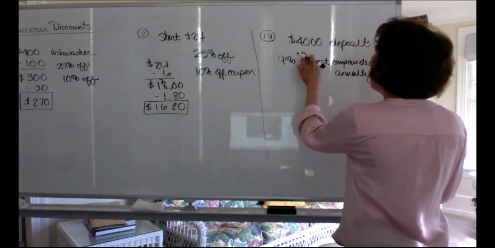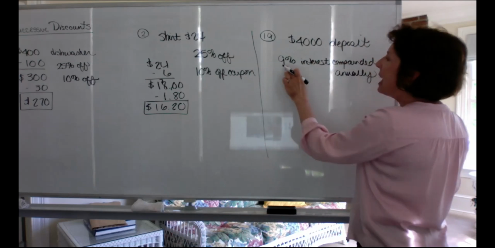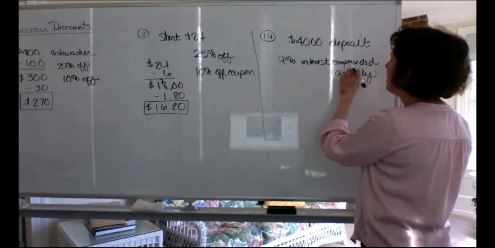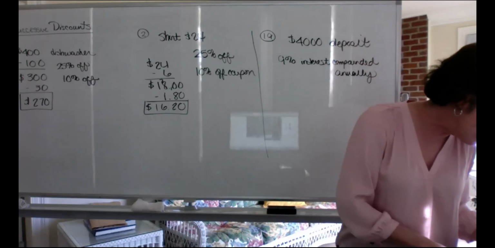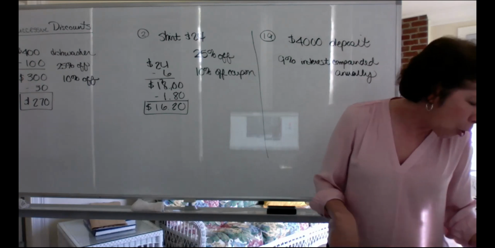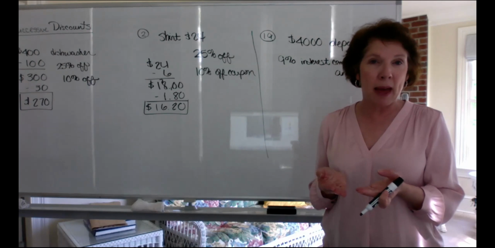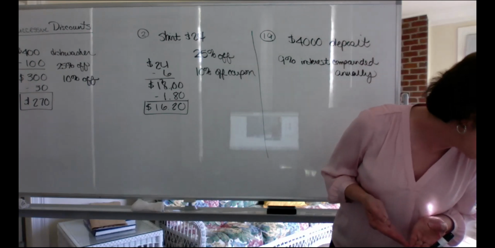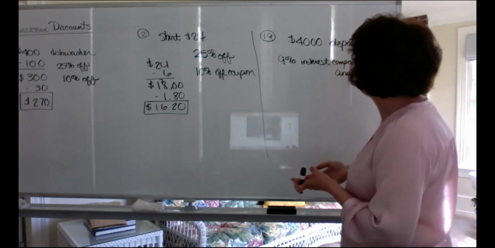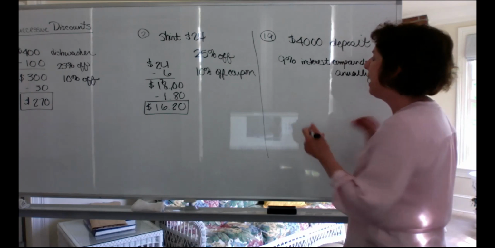We have a $4,000 deposit in the bank. Oh, that's a nice big deposit. And it's 9% interest compounded annually. Number 19 asks us, what is the total account value, or the balance in my account in the bank, at the end of 3 years? So we want to calculate the 3-year balance in this savings account.